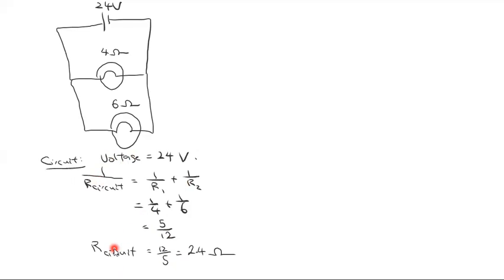What's the current of the circuit? I equals V over R. So is it 24 over 12 over 5? It is. And what will that give you? Because I don't have a calculator, it'll be 10 amps. So you've now worked out the voltage, the resistance, and the current of the circuit, yes?